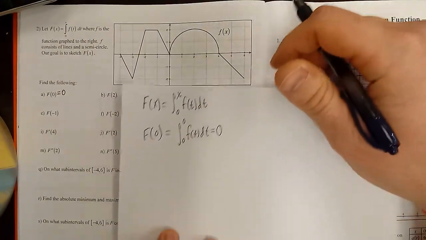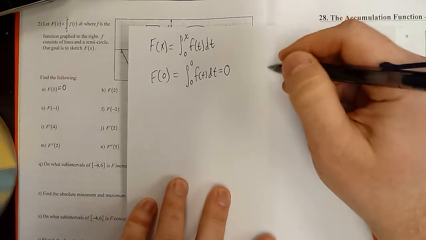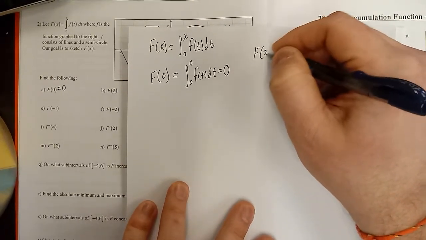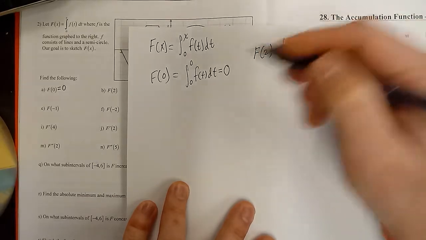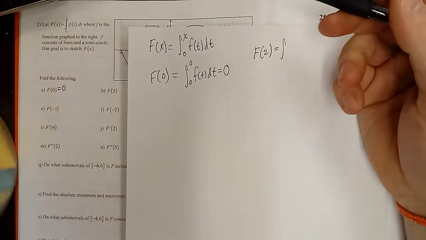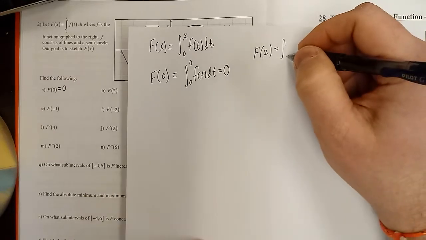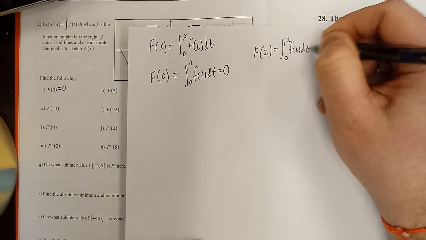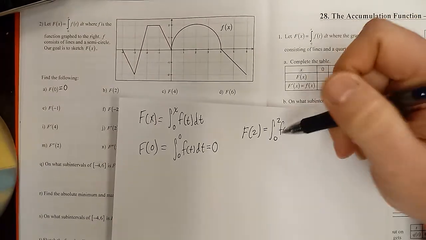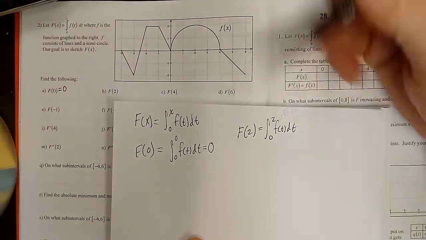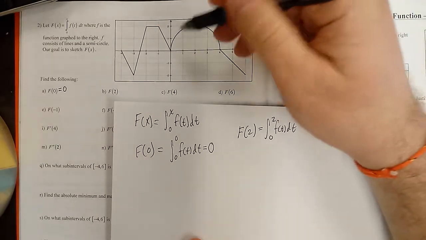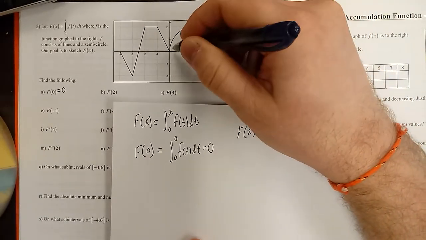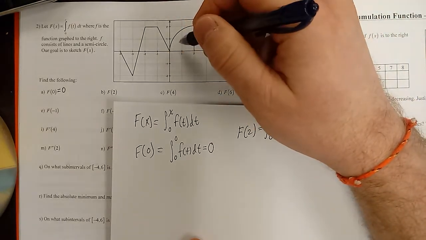Then it says find big F of 2. That's saying find big F of 2, and that's going to be equal to the integral, plugging in 2 for x, from 0 to 2 of f of t dt. So what I get to do is look at my function. I want to go from 0 to 2 and find that area. From 0 to 2, it's going to be this half of our semicircle.